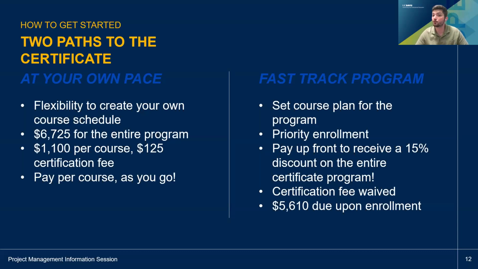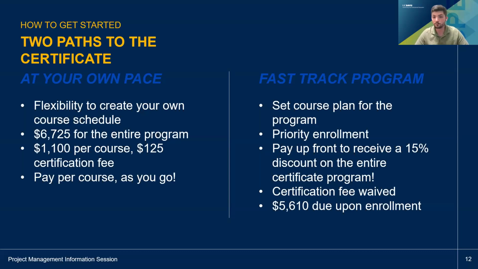It's important to note, too, that you can only use one type of discount per program. So if you choose to use the Fast Track path, it is not compatible with other discounts. One more note for both programs and final cost: textbooks are separate and run around $350.